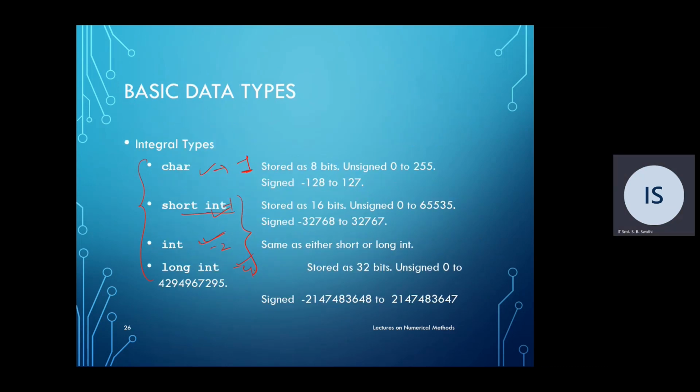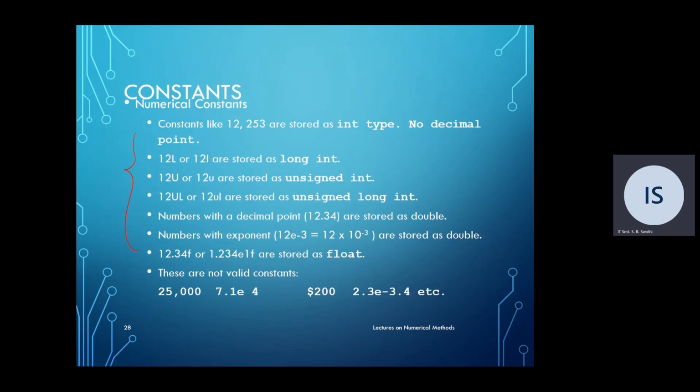We have seen here that characters are there. Characters means that instead of numbers, you are storing some letters for a particular variable. So this is called a character. It will take 1 byte.